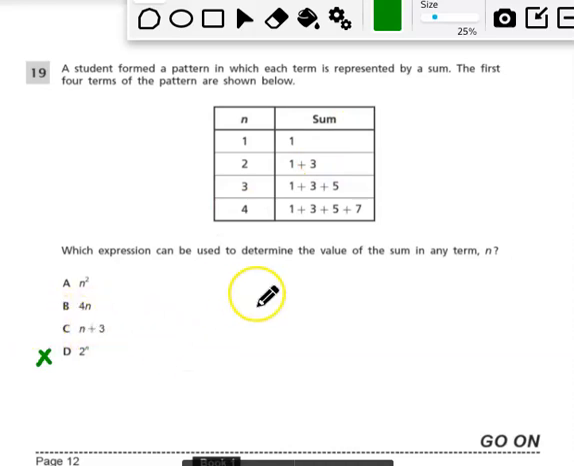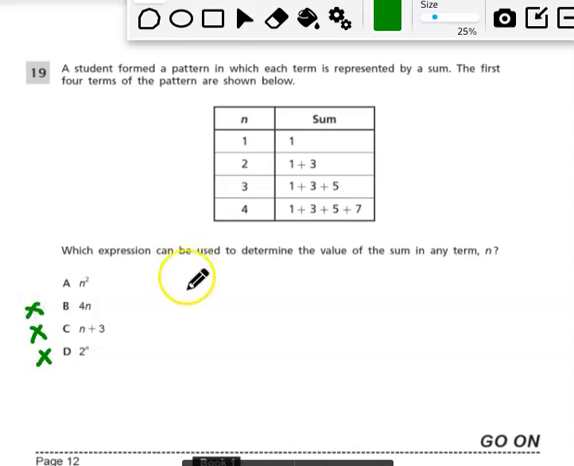Let's look at letter C. I'm doing it backwards. So n is 1 plus 3. Will that give me 4? No. So C is not a possible answer. Once one is wrong, everything is wrong. It should work in every single box, in every single pattern. So 4n means 4 times 1. That's not 4. So obviously A is the correct answer.